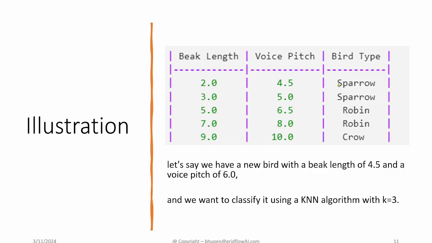So let's take an example here: the bird sample, beak length and the voice pitch, and the bird type is sparrow, robin, and crow. And these are the specifications. Let's say we have a new bird with a beak length of 4.5 and a voice pitch of 6.0. Based on the training sample, you want to find out what is the type of the bird with beak length 4.5 and voice pitch 6.0. So we can consider, let's say, number of neighbors equals 3.